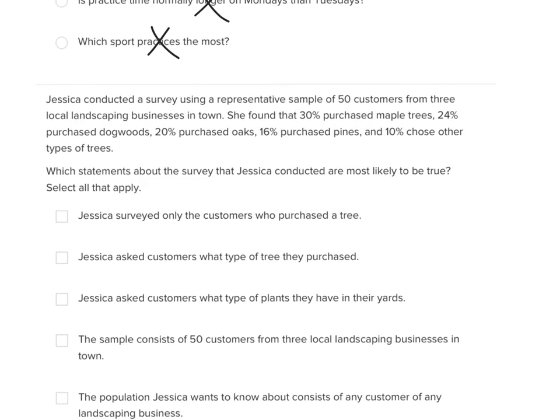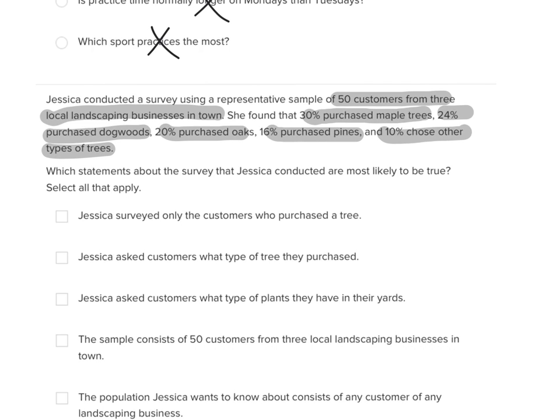Next question. Jessica conducted a survey using a representative sample of 50 customers from 3 local landscaping businesses in town. She found that 30% purchased maple trees, 24% purchased dogwoods, 20% purchased oaks, and 16% pines. 10% chose other types of trees. Which statements about the survey that Jessica conducted are most likely to be true? Notice that it says statements, so there's more than one possible answer.